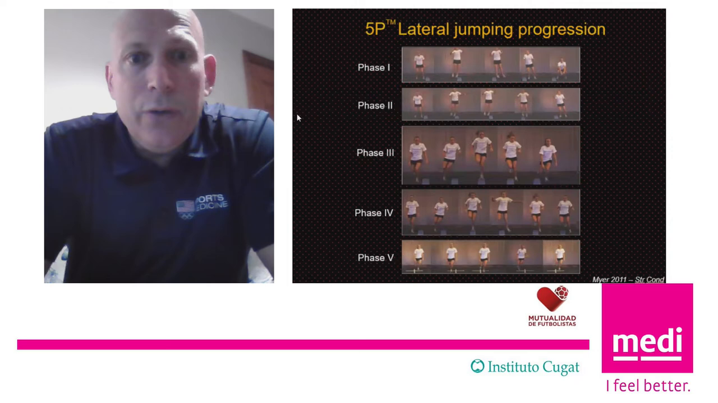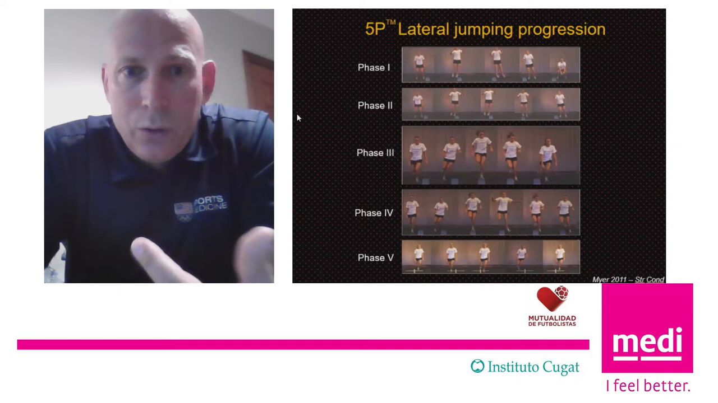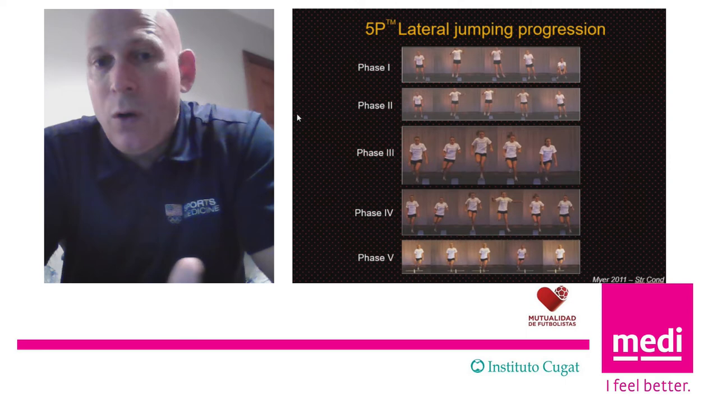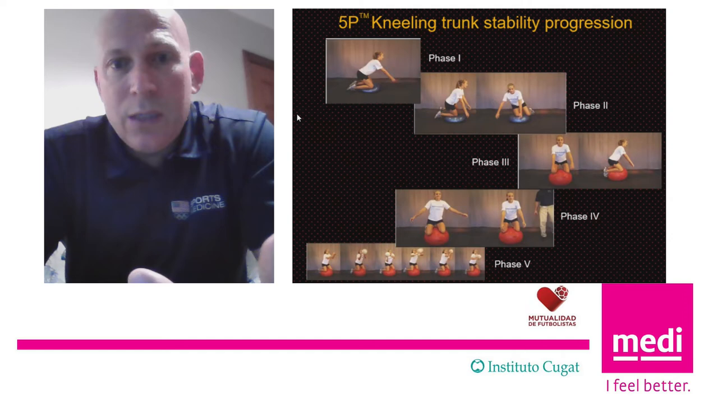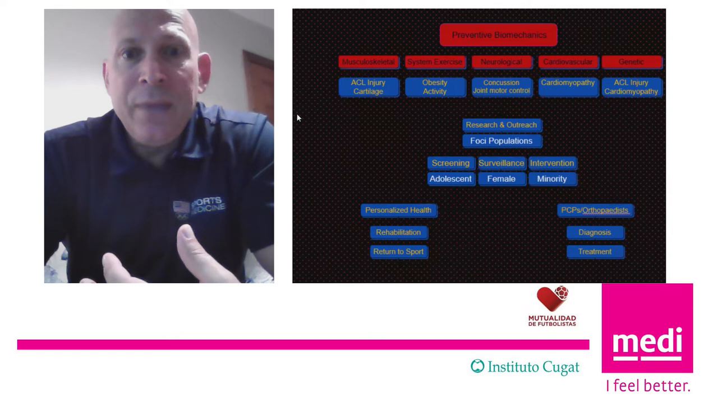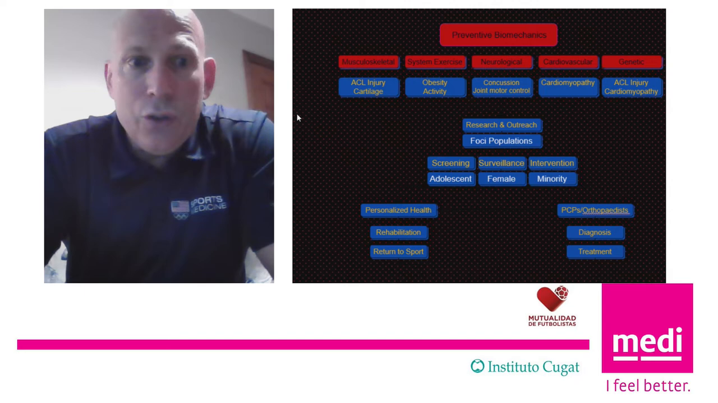First, we start out with a lateral jumping progression through multiple phases to control that hip internal rotation impulse and that knee abduction, through five phases. We start proximally and work distally, controlling the trunk above the hip and the knee. And we use our preventive biomechanics approaches to reduce the risk of injury.